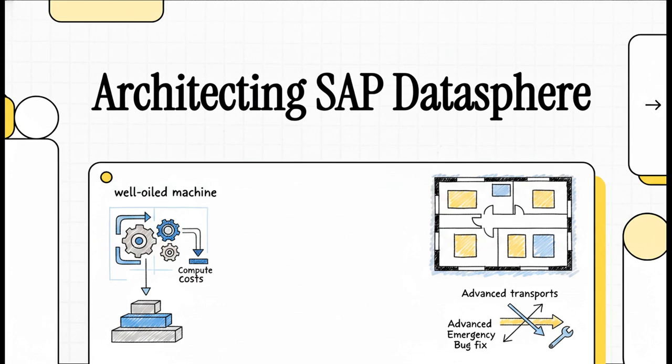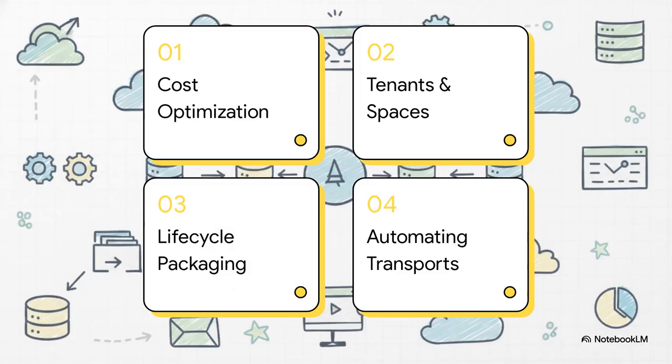We'll look at the foundation of your compute costs, design the literal floor plan of your spaces, and tackle one of the absolute biggest logistical headaches data teams face: how to handle advanced transports, like pushing an emergency bug fix right in the middle of a complex, ongoing development cycle. We're going to treat Datasphere exactly like an architect's blueprint. Here's our agenda for today.